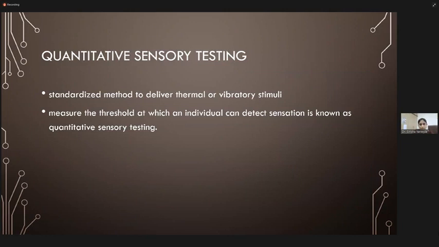So after those two tests, which are important, like skin biopsy and the corneal confocal microscopy, the other technique is quantitative sensory testing. This is more of a functional testing. So you deliver some graded standard sensations. These are the thermal sensation, or the vibratory stimuli, and measure the threshold at which an individual can detect such a testing. So where is he able to identify?